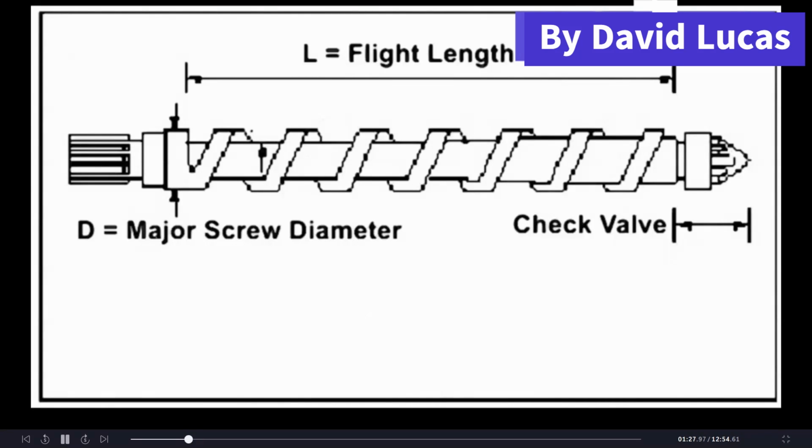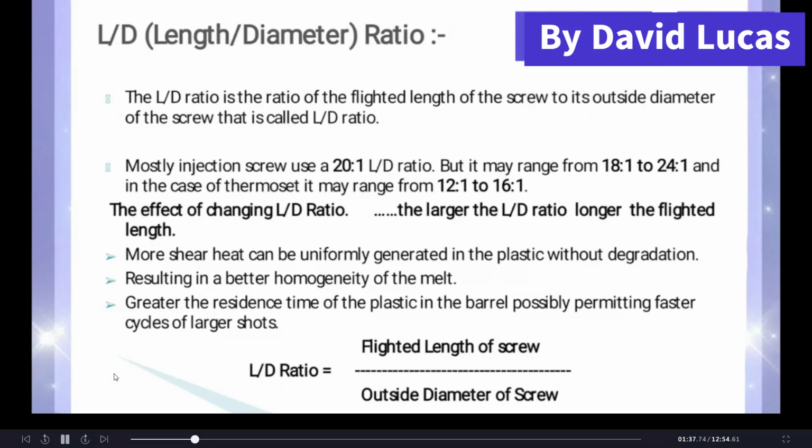The bigger the screws, the more length it's going to be, and there's more gap in between each of the flights, so it'll be a lot longer length. You might have a 20 to 1 or something like that. Most injection screws use a 20 to 1 L over D ratio, but it may range from 18 to 1 to 24 to 1. In some cases, thermoset, it may range from 12 to 1 to 16 to 1. This affects the changing of the L over D ratio.